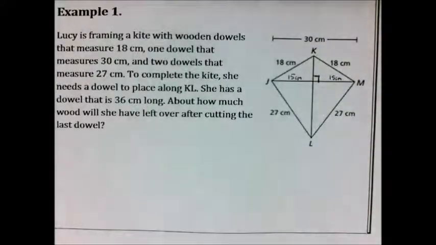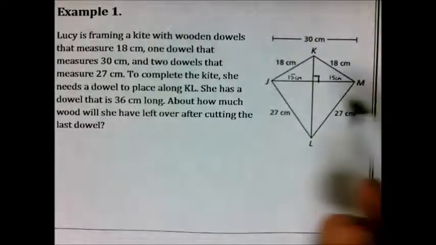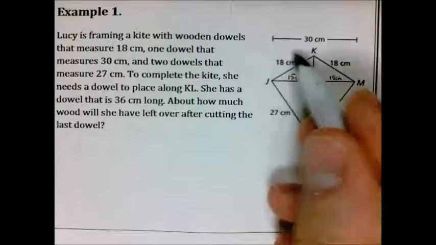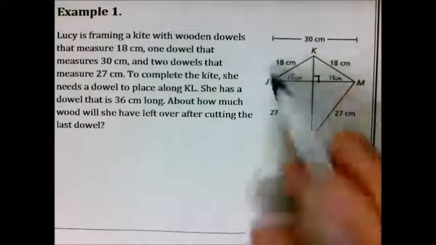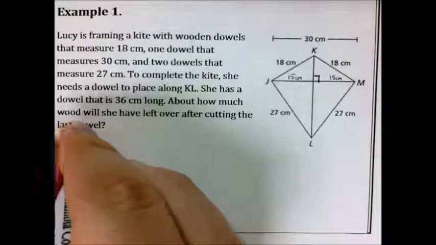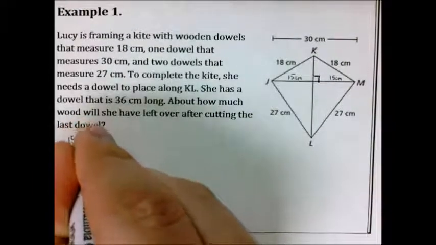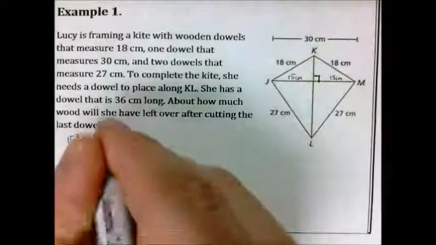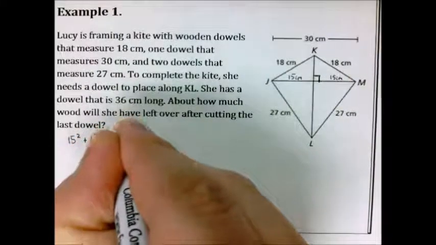So let's go ahead and do that. We know that in the Pythagorean theorem, we have a squared plus b squared equals c squared, where c is that hypotenuse. That means 18 centimeters is going to be our hypotenuse. So I'm going to do the work down here. We've got 15 squared, plus our b squared, that's our unknown value that we're trying to figure out here, is equal to 18 squared.